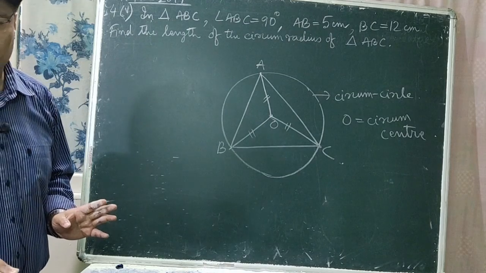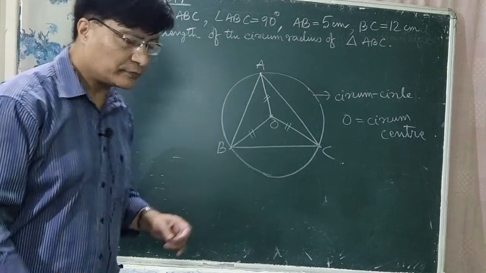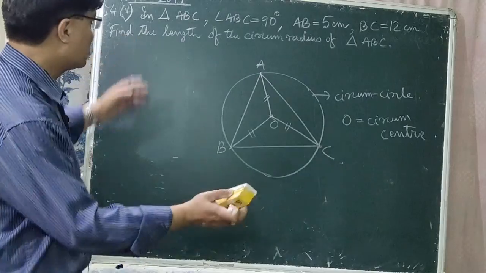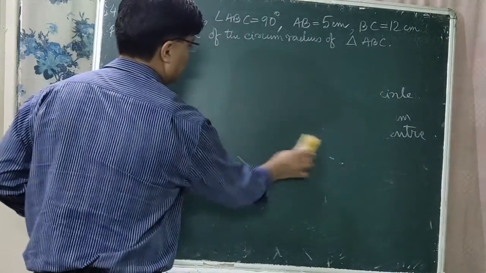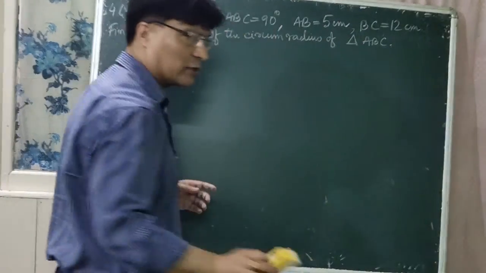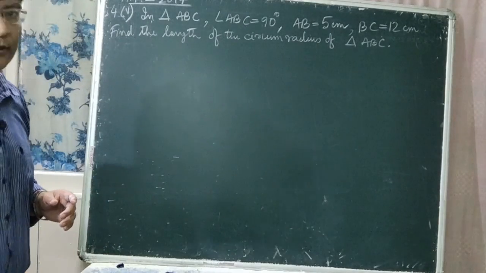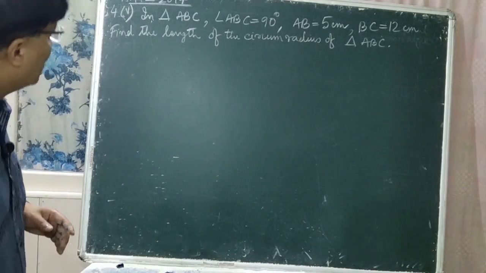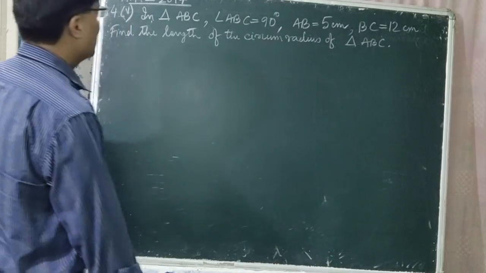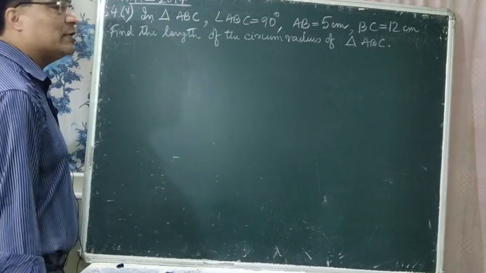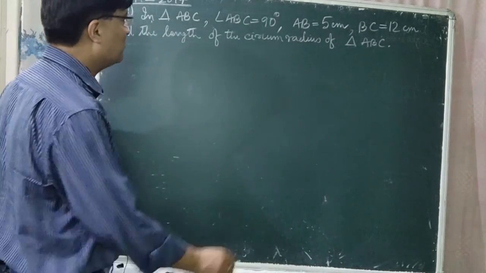Circumradius. Is that understood now? So now let's do this question now. So I think you have understood circumcircle, what is circumradius and what is circumcenter, right? So now we'll do this problem now. So here in triangle ABC, angle ABC is 90 degree. Let us draw the figure.